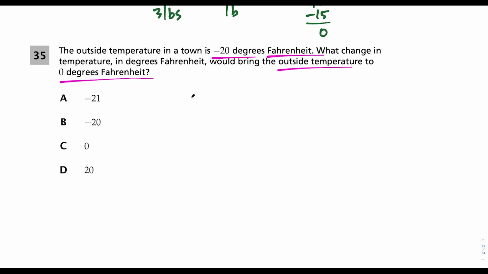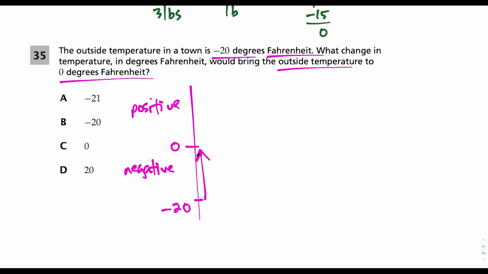So what I'm imagining here is, just imagine you have a thermometer, and here's 0, here's all the positive stuff. So positive is going this way, and negative is going this way. So we're starting at negative 20. Okay, so we're starting, let's say, all the way down here at negative 20. So what change would bring us back to 0? Well, we have to move back in the positive direction here. So we would have to go plus 20 degrees to go back to 0.